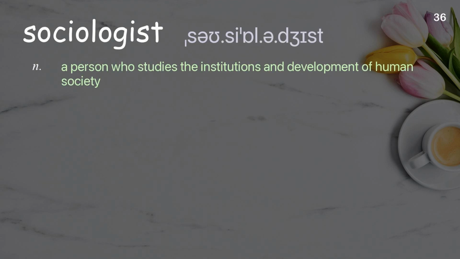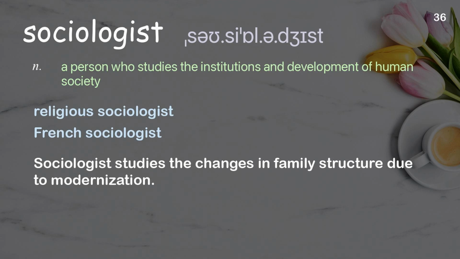Sociologist: A person who studies the institutions and development of human society. Examples: Religious sociologist. French sociologist. Sociologist studies the changes in family structure due to modernization.